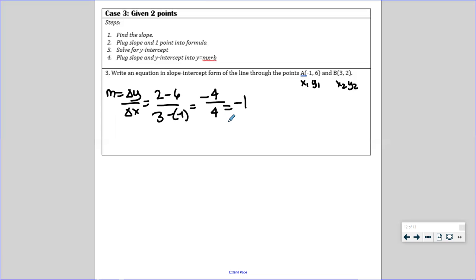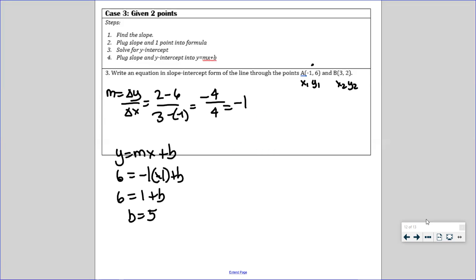Now we have to choose whichever point, point A or B. For this one, I'm going to choose the first one, A, and then I'm going to put y equals mx plus b, then plug in my y, which was 6, and my slope, which I found, -1. My x is -1, and I'm going to find my b. So then this goes that, and solve it, and your b will be 5.